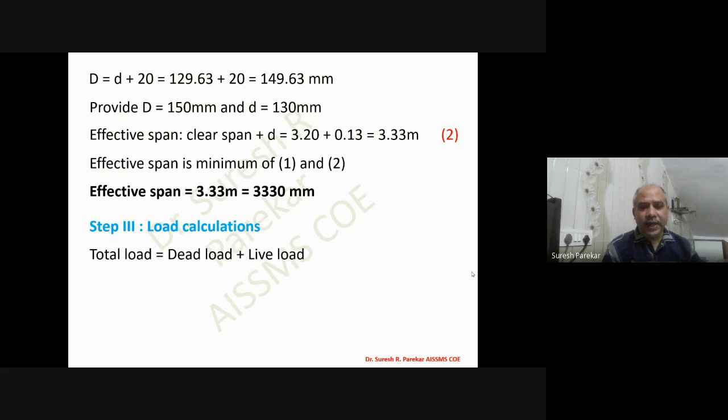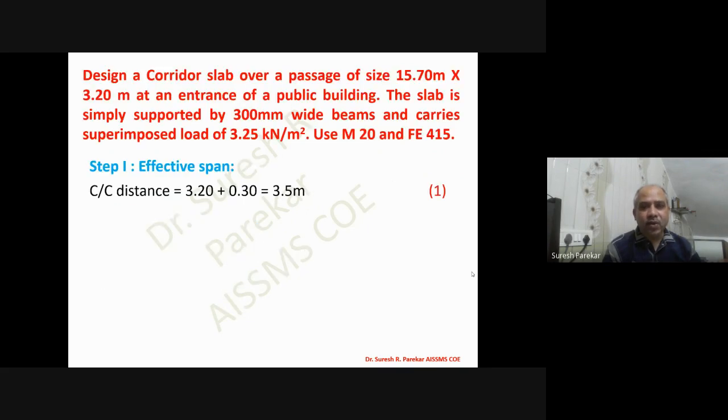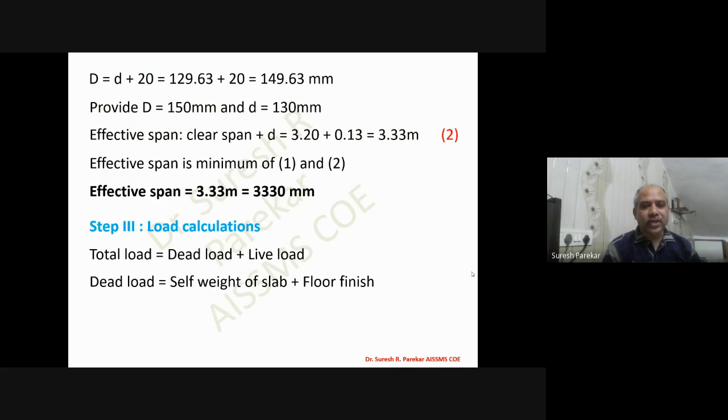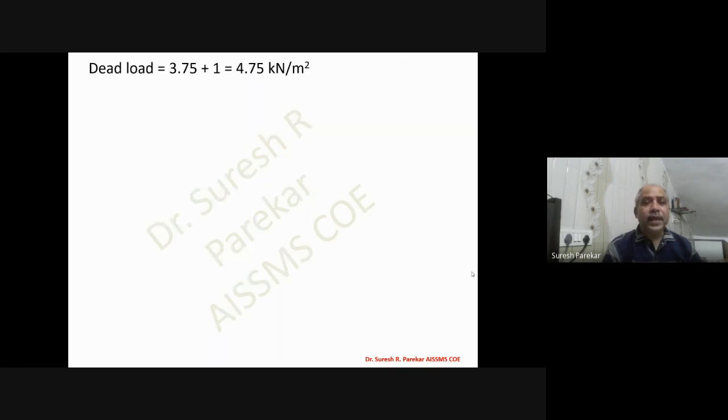Then we have the third step, which is load calculations. Total load is dead load plus live load. Dead load is the self weight of slab plus floor finish. Self weight of slab is 25 into capital D, which is 0.15 meters, and that gives self weight as 3.75 kN/m². The floor finish is not given, so we assume it as 1 kN/m². This value generally ranges between 0.75 kN/m² and 2 kN/m². Then the dead load is 4.75 kN/m².